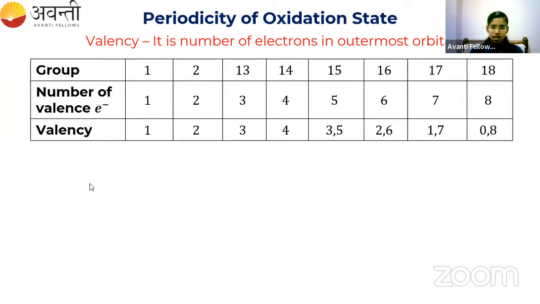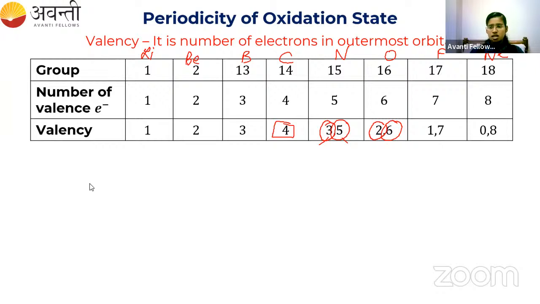Suppose I take the second period elements: lithium, beryllium, boron, carbon, nitrogen, oxygen, fluorine and neon. Carbon has valency 4, nitrogen has valency 3 or 5. 3 is the empty space that nitrogen has, and 5 is the number of electrons present in the outermost orbital of nitrogen. In the same way for oxygen, 2 is the empty space and 6 is the number of electrons present in the outermost shell. It is the same for fluorine and neon also.